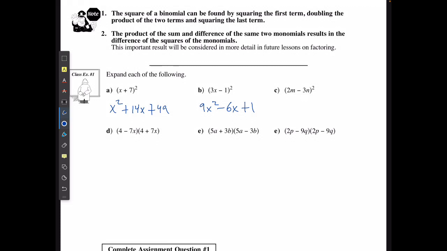For example C, 2m times 2m is 4m squared. 2m times negative 3n gives me negative 6mn. And I need to multiply that by 2 again, and I get negative 12mn. And negative 3n times negative 3n makes positive 9n squared.